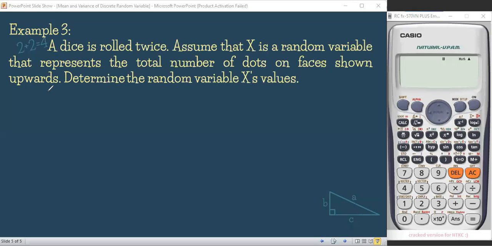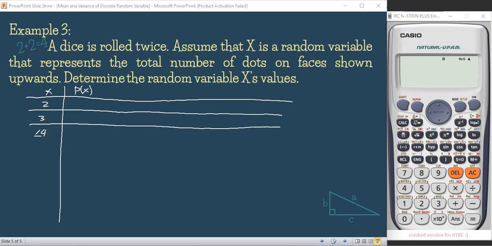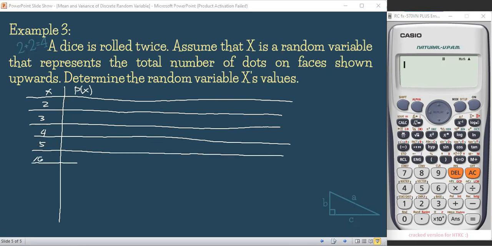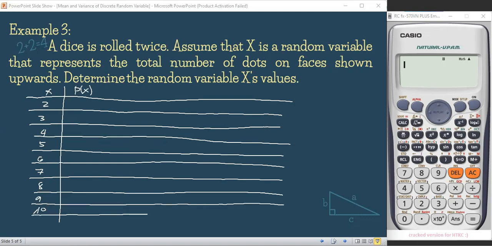So in this problem, we have x and p of x. So yung x natin, nagsimula sa 2, 3, 4, 5, 6, 7, 8, 9, 10, 11, and 12.